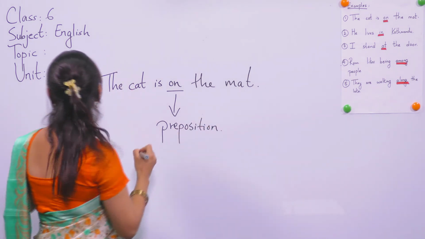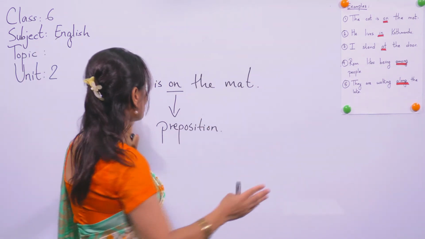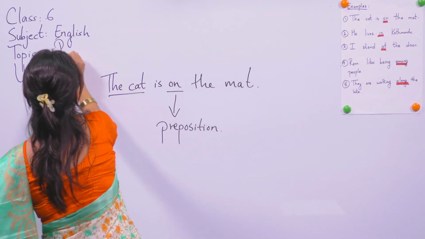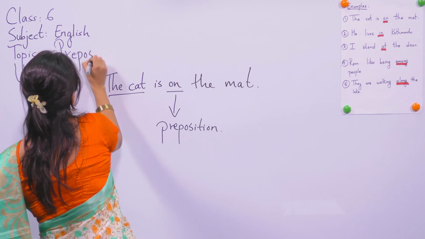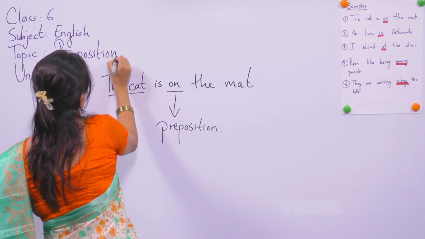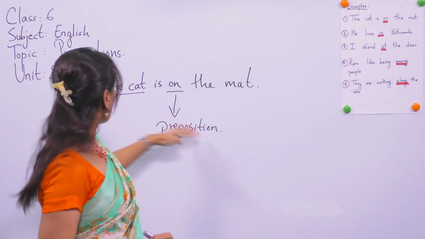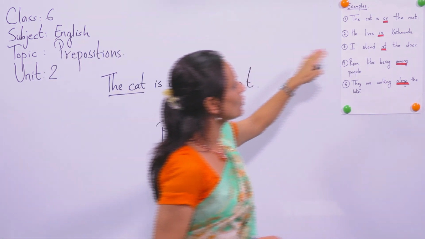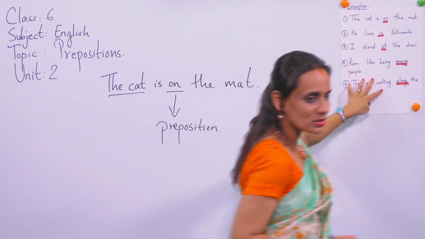So we have the topic what? I have already told you, it's prepositions. So I am going to write it here: prepositions. Now here in the sentence, this word is the preposition. As I have already told you, these words are prepositions.